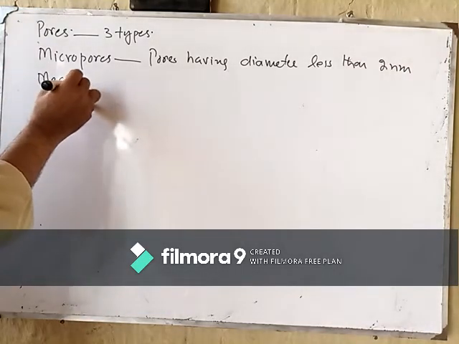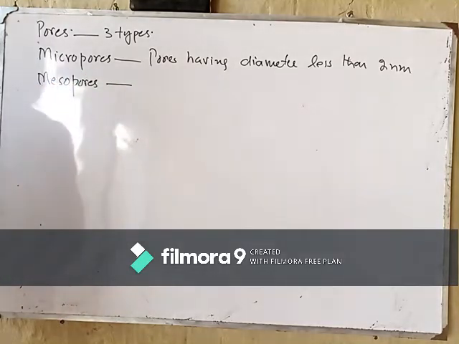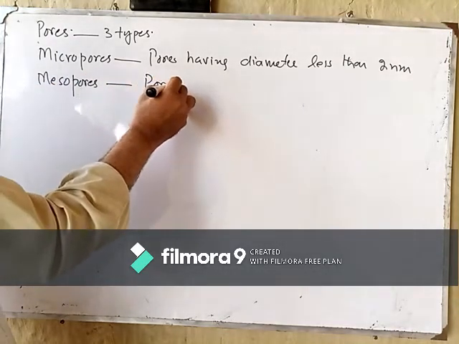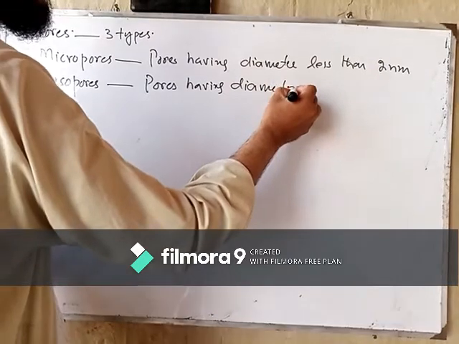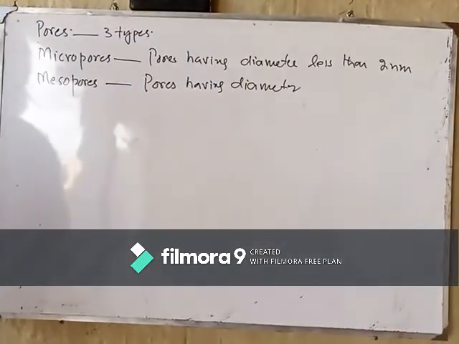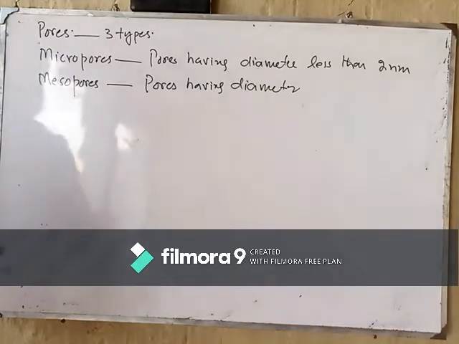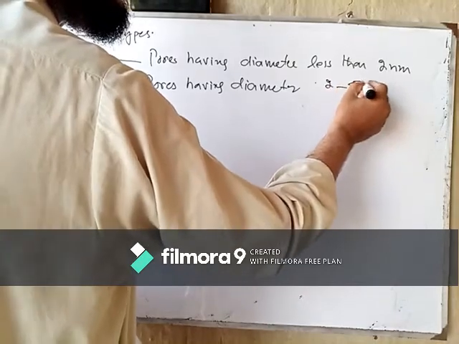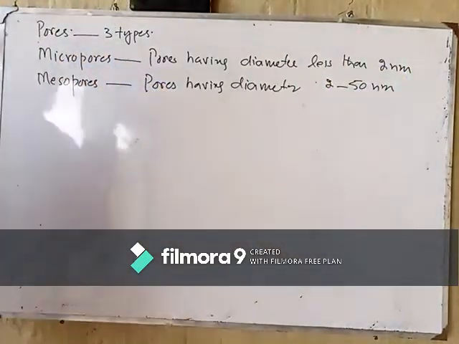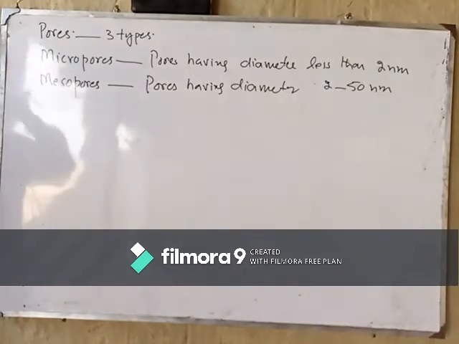और एक है mesopores. Mesopores are pores having diameter between 2 and 50 nanometer. So if most of the pores have a diameter of 2 to 50 nanometer, those pores are called mesopores, and the catalyst can be called a mesoporous catalyst.